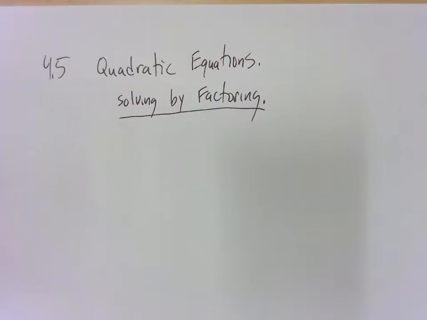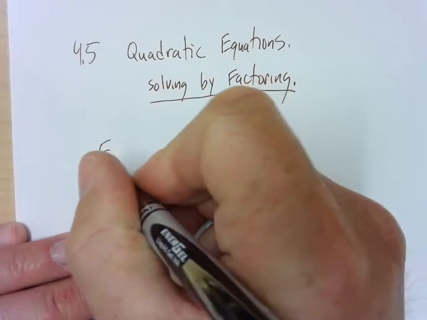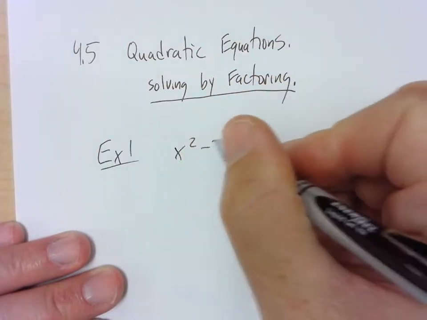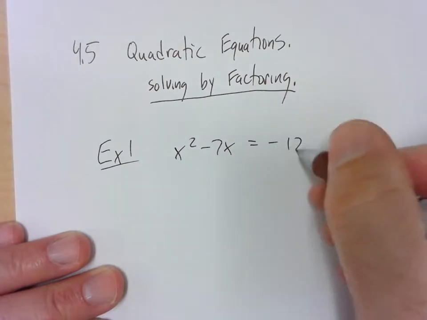Alright, in this video we will be working with quadratic equations, and we will solve them by the method of factoring, and then the last one we'll actually solve with graphing, and we're going to connect these back to the graph anyway. So example 1 is x squared minus 7x equals negative 12.